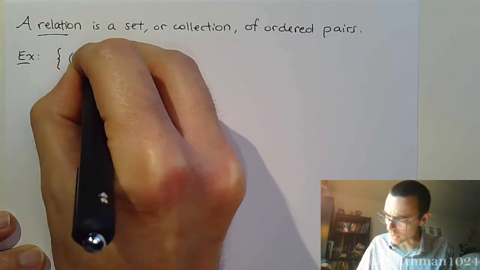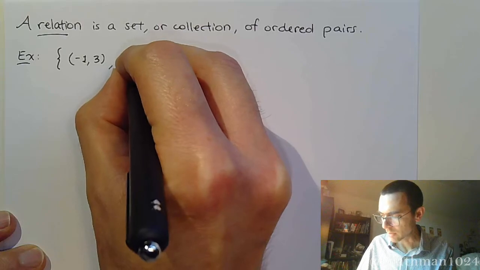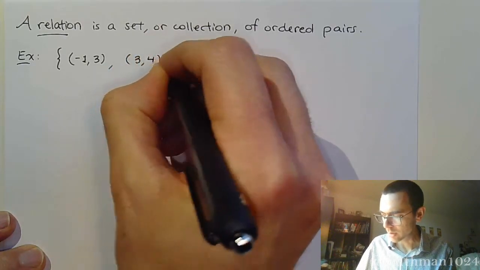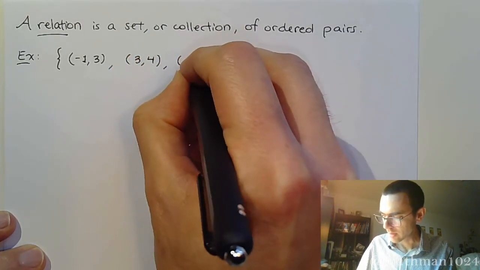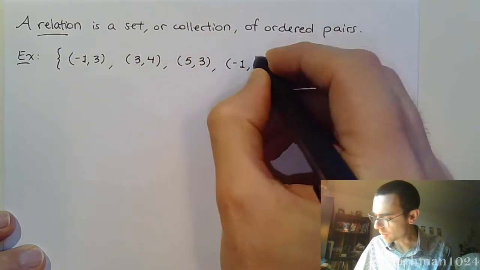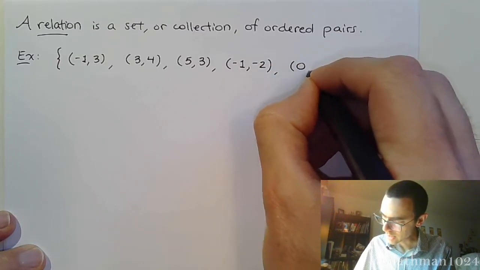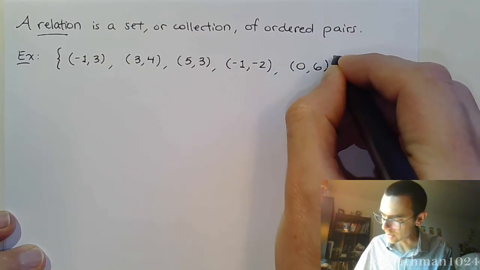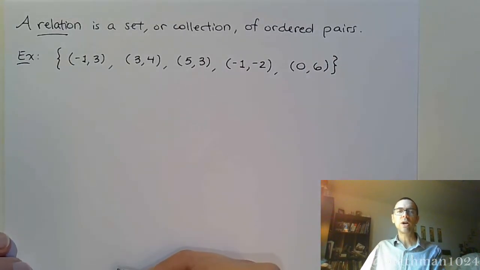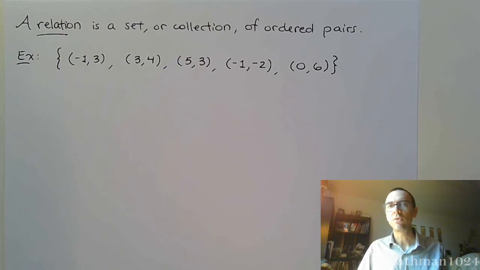So we could take (-1, 3). We could take (3, 4), (5, 3), (-1, -2), and (0, 6). So these 5 ordered pairs, these 5 points, can make up a relation.